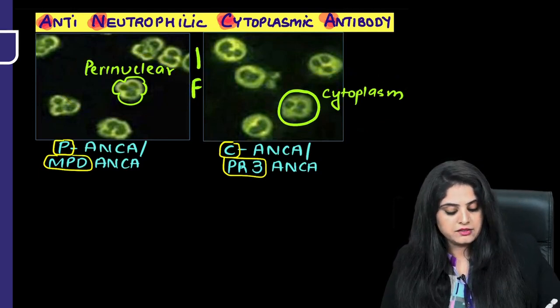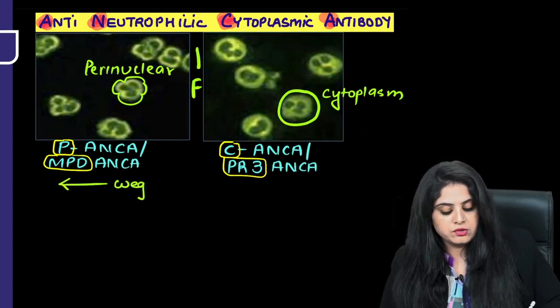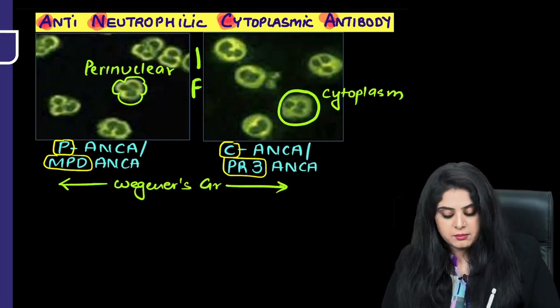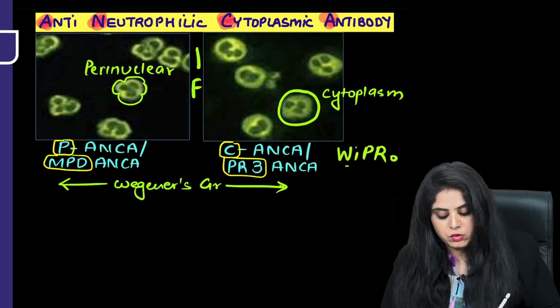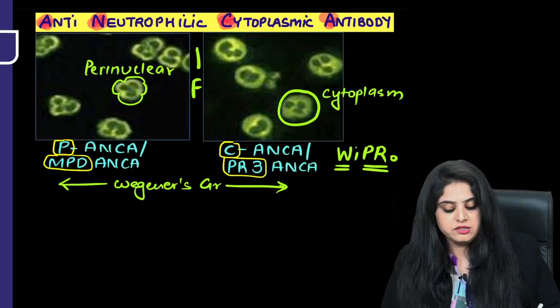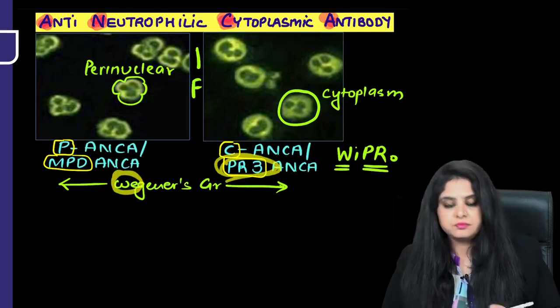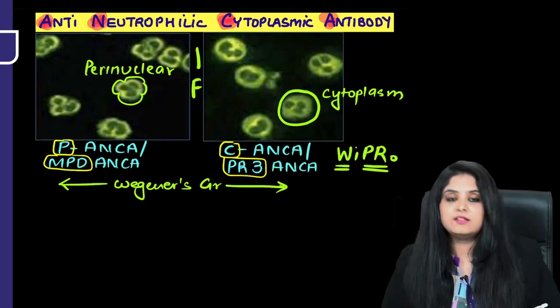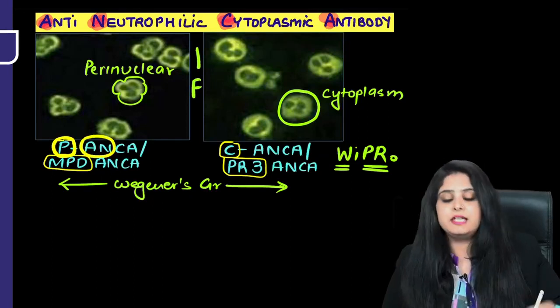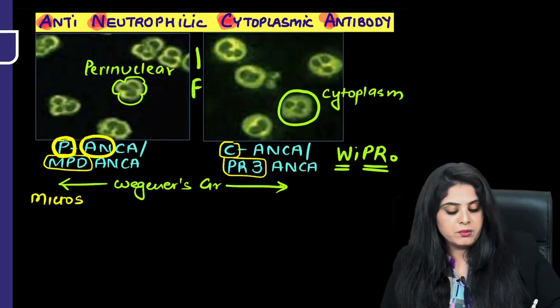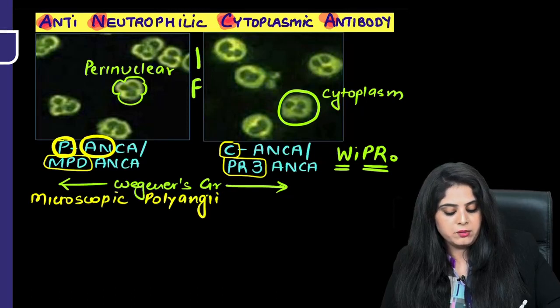So now note that if they ask you what does Wegener's granulomatosis show, Wegener's granulomatosis shows you both C ANCA and P ANCA, but Wegener's more commonly shows you PR3 ANCA. Coming to the next, where do you see the others? So P ANCA are going to show you everything else. It will be seen with microscopic polyangiitis. It will be seen with Churg-Strauss syndrome.